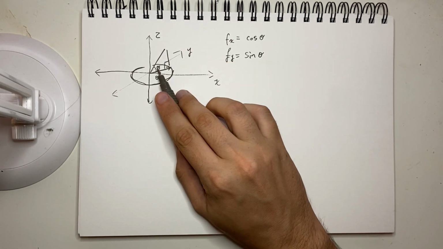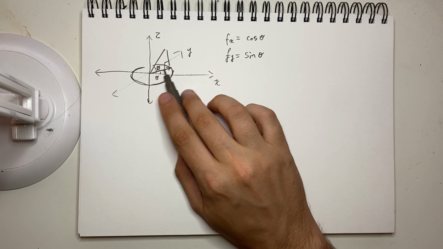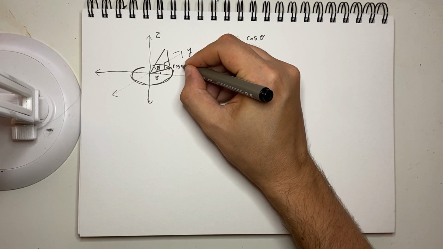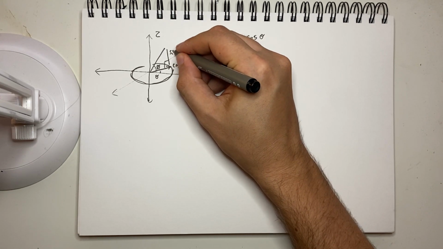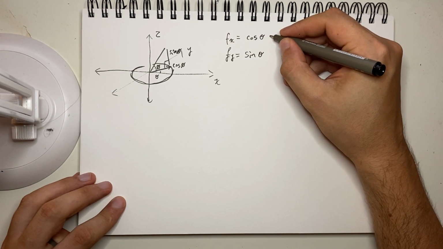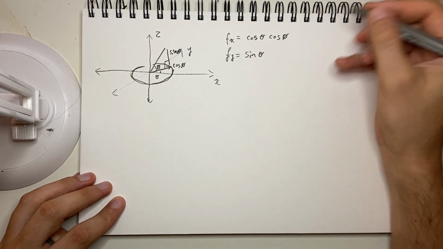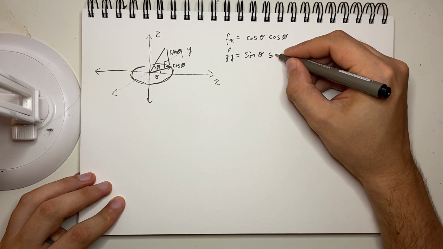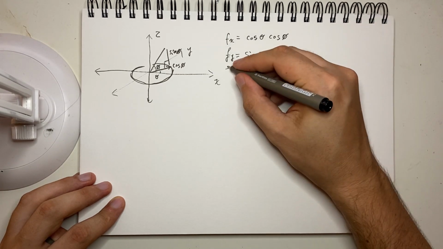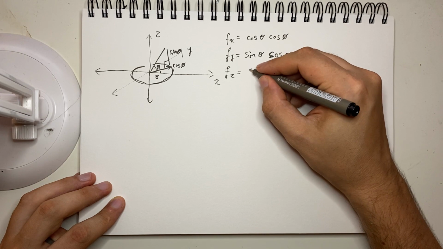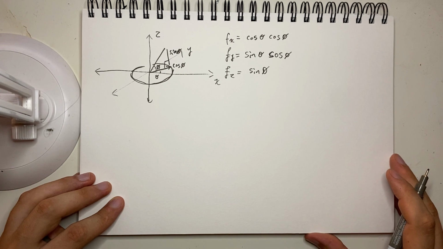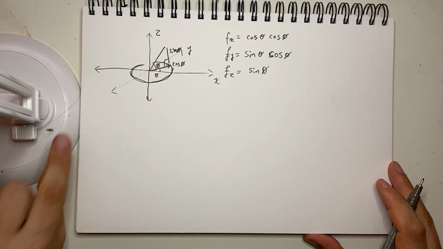And then if we look here, in the horizontal, the hypotenuse is this side here, which has a length of cos phi, and the vertical has a length of sine phi. It's a little dodgy, but here's how it goes. We have cos theta times cos phi, sine theta times cos phi, the radius on the horizontal, and fz is just sine phi. So that's how we describe a general forward vector in spherical coordinates.